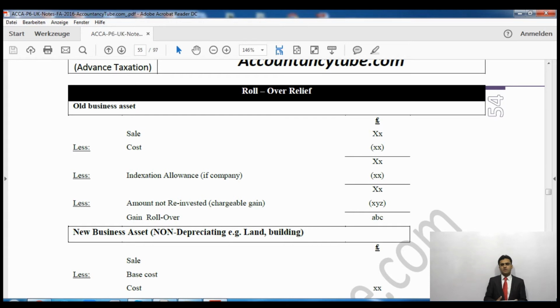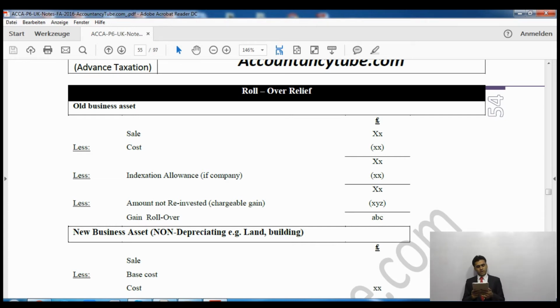Now sometimes you have sold this asset for £100,000, but the second asset which you bought was worth £80,000, which means that you are not reinvesting the whole amount. You are just reinvesting £80,000, 80%. In that case, the amount which you have not reinvested is going to be taxable immediately, and the amount which you have reinvested is going to be deferred, rolled over. When I say rolled over, we don't have to pay tax now, but we will have to pay tax in the future. How will we have to pay tax? We will see in the notes now.